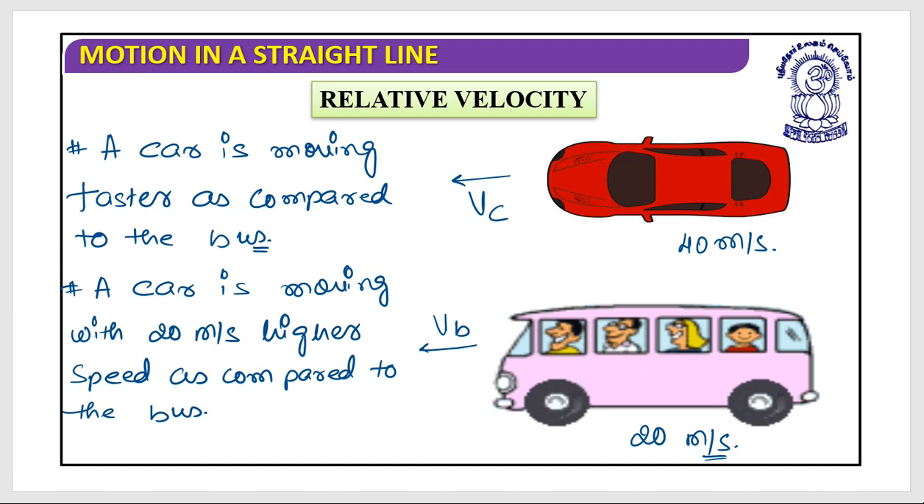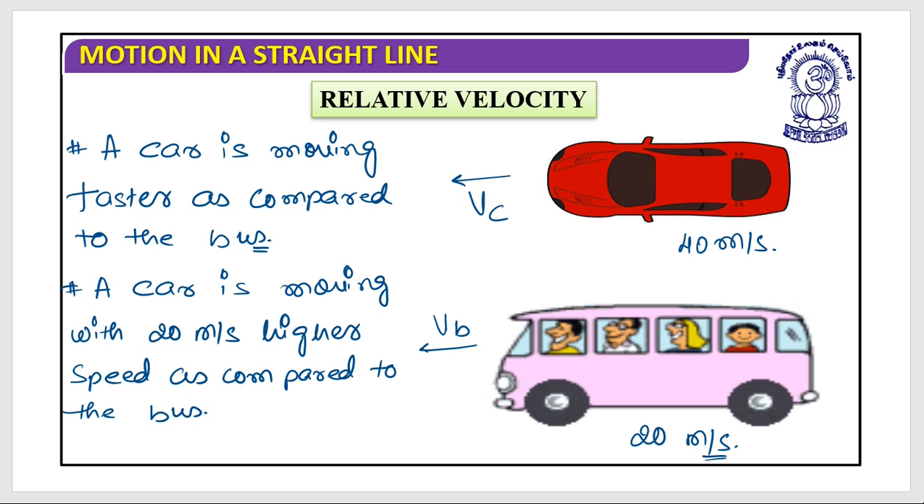I know two things from this diagram: the car is moving faster as compared to the bus, because I know the car is moving with a speed of 40 meter per second and the bus is moving with a speed of 20 meter per second. So first, the car is faster than the bus in this diagram, and second, the car is faster by 20 meter per second. Its speed is higher by 20 meter per second as compared to the bus. Now the question arises, how did this 20 meter per second come? How could I say that it is faster by 20 meter per second?